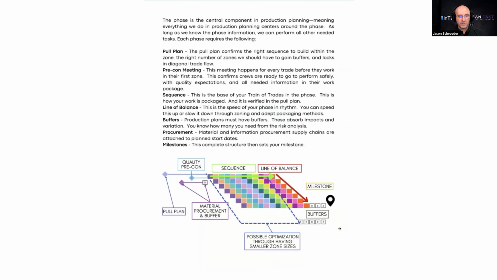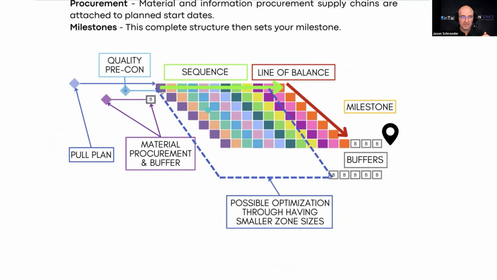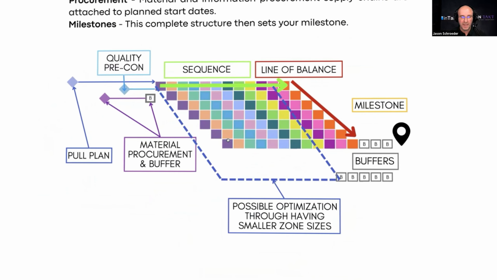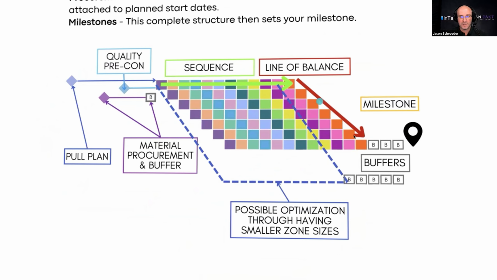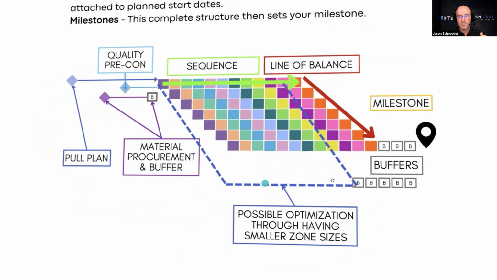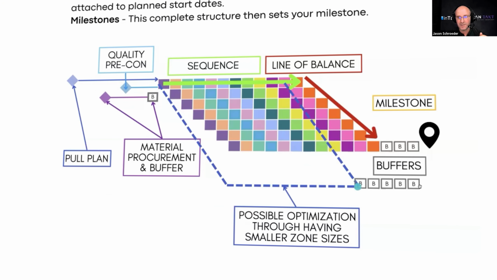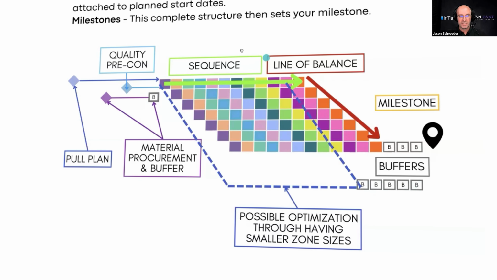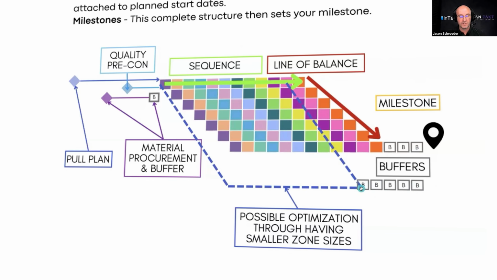And so I just want to bring this image. Every phase is simply zones and trades, the train of trades moving through time and space like you saw in the video. And if you have a sequence, the line of balance, which means your speed, and a milestone, you can always accelerate it by rezoning in your pull plan and gain time and gain buffers like I'm showing over here to the right. In this framework, you have a sequence, a line of balance, a milestone, and buffers. And you can gain as many buffers as you need most of the time simply by optimizing the zone sizes. That's the Takt production system.